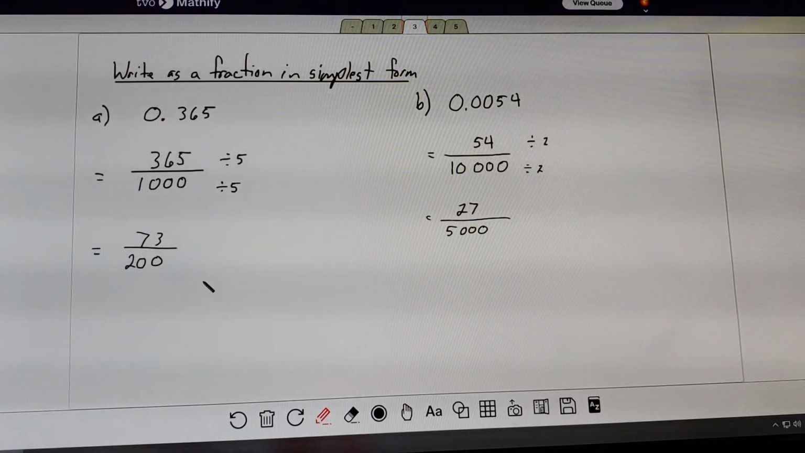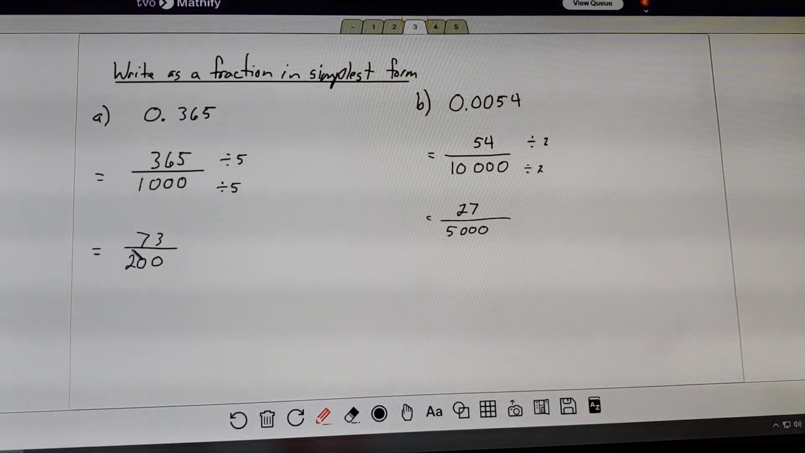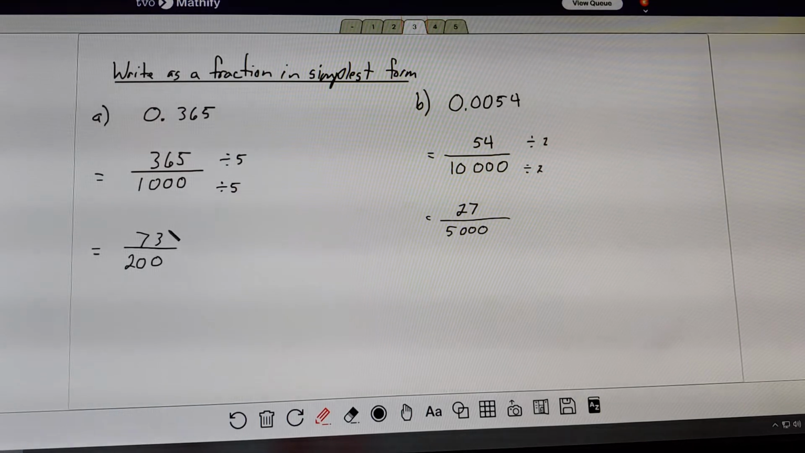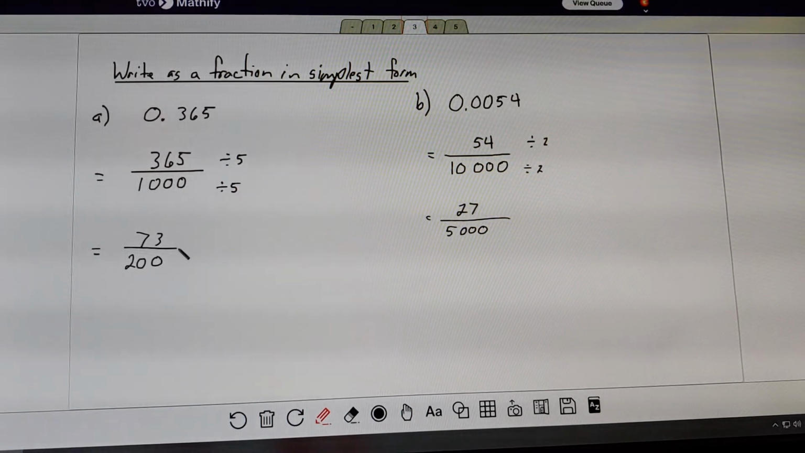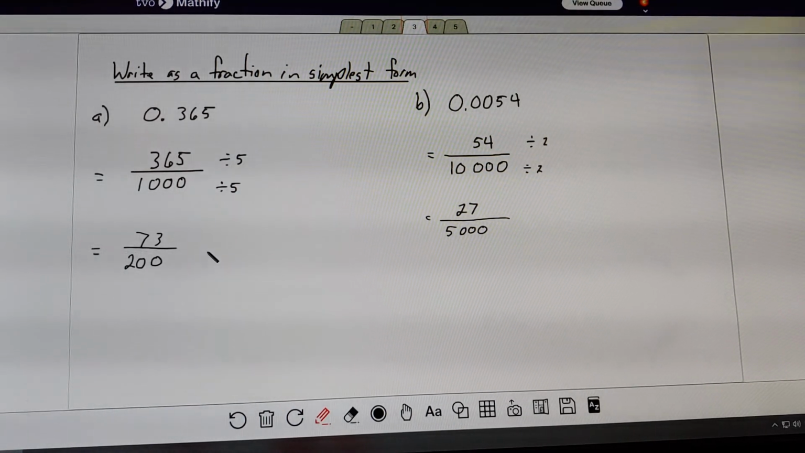You could continue trying to divide by 2, 3, 5, 7, 11, and 13, but all of them are going to come up as decimal answers if you try to do it for both, working for both numbers. So that's how we know we're done.